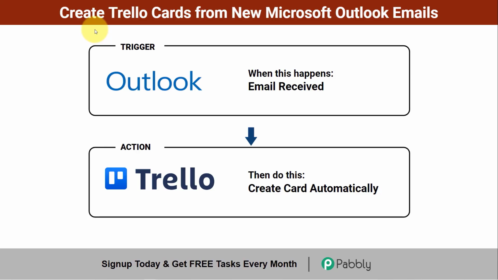In this video, I'll show you how to create Trello cards from new Microsoft Outlook emails automatically. So the idea here is, as soon as a new email is received into the Outlook account, we are going to automatically create a card into the Trello for the very same email, so that you and your team can keep a track on every incoming email that is coming from Outlook from Trello only.